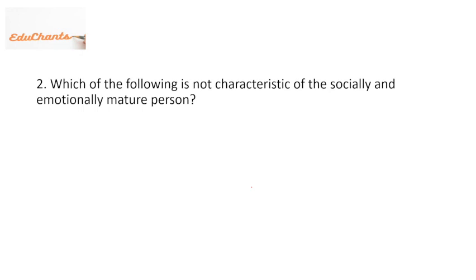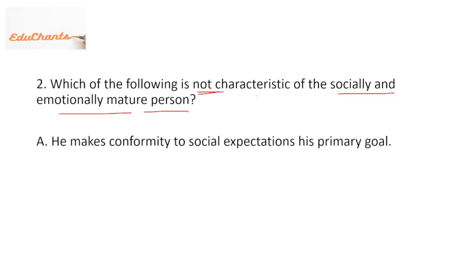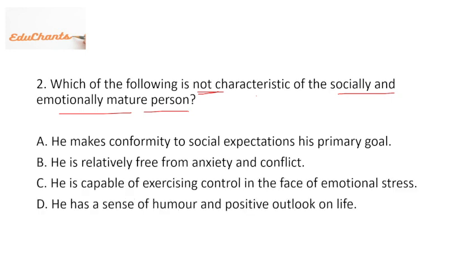Okay. Let us move on to the second question. Which of the following is not characteristic of the socially and emotionally mature person? That means which is not, it is asking not characteristic of the socially and emotionally mature person. If a person is socially as well as emotionally mature, emotionally adult or emotionally socially balanced, then what will not be a characteristic of such a person? First, he makes conformity to social expectations his primary goal.